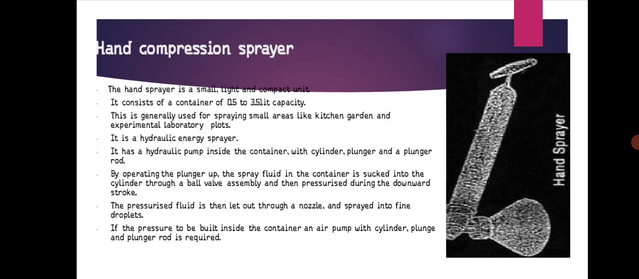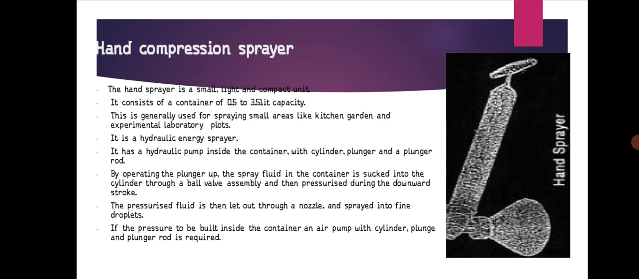By operating the plunger up, the spray fluid in the container is sucked into the cylinder through a ball valve assembly and then pressurized through the downward tube. The pressurized fluid is then let out through a nozzle and sprayed as fine droplets.